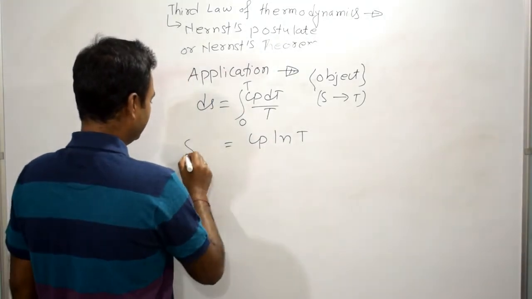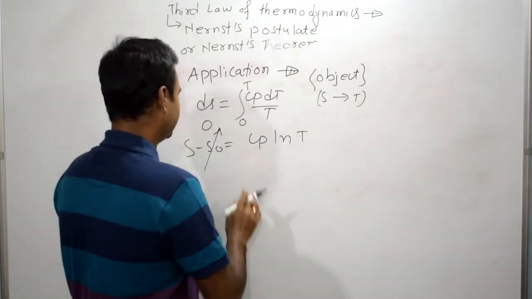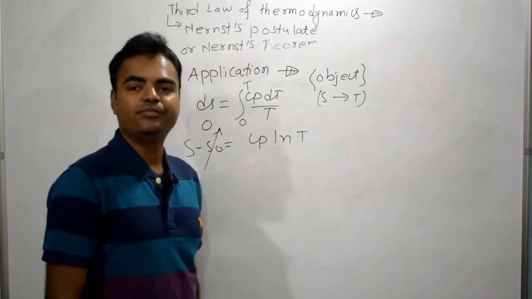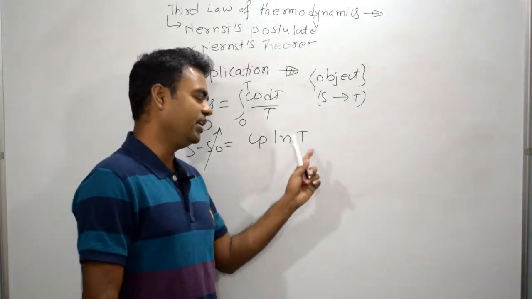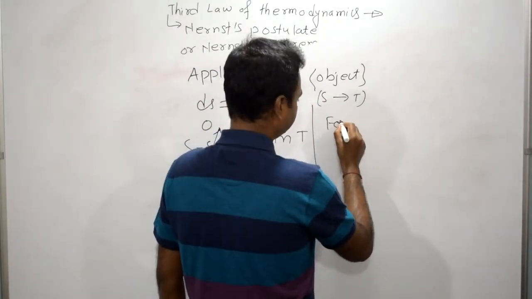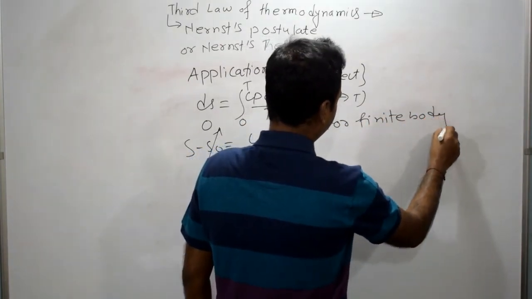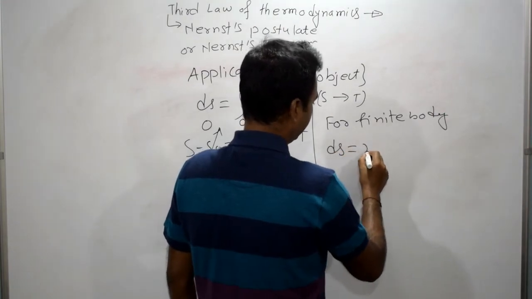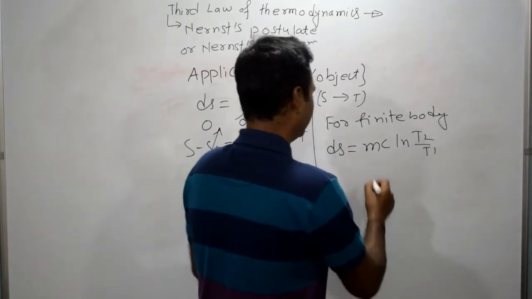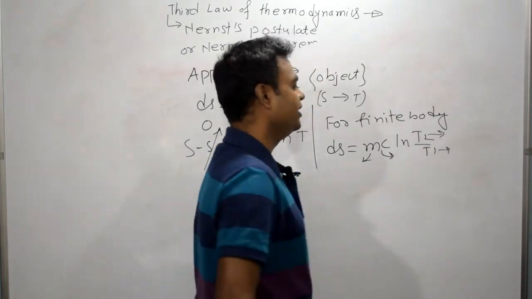How? ΔS is equal to S minus S naught, and from the third law of thermodynamics we know S naught is equal to 0. So S is equal to Cp natural log T. We can find that out. Now for a finite body, we know ΔS is equal to m c natural log T2 by T1. What is m? Mass of the body, c specific heat, T2 final temperature, T1 initial temperature.